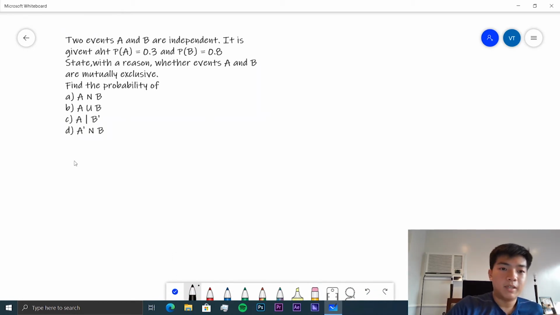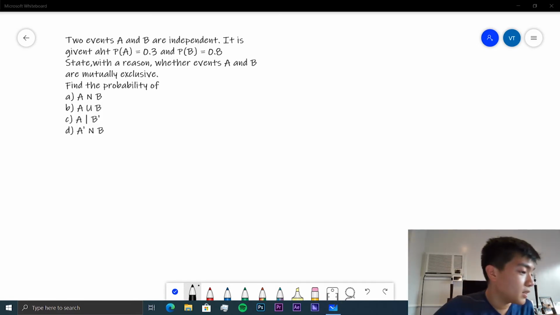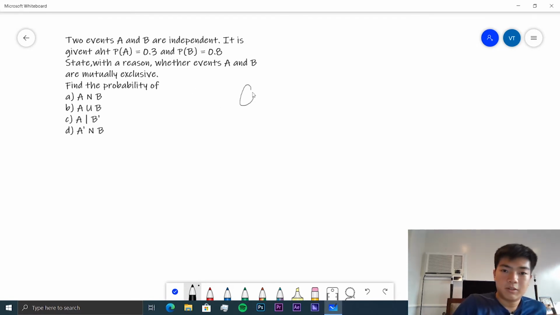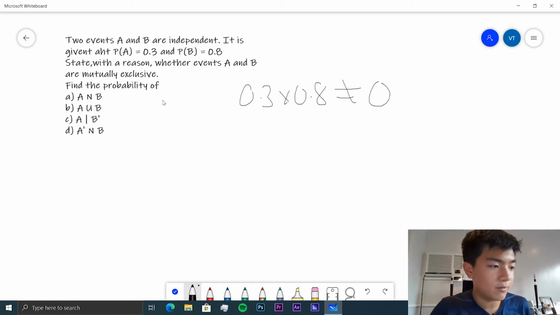Well, we assume that, let's see, P of A is 0.3, P of B is 0.8. And so I guess we have to assume that either A or B, oh no, we don't have to assume that A or B always occur. Yeah, sorry, so are these events mutually exclusive? No, because their intersection cannot equal 0, of course, so 0.3 times 0.8 is not equal to 0, so these events cannot be mutually exclusive.